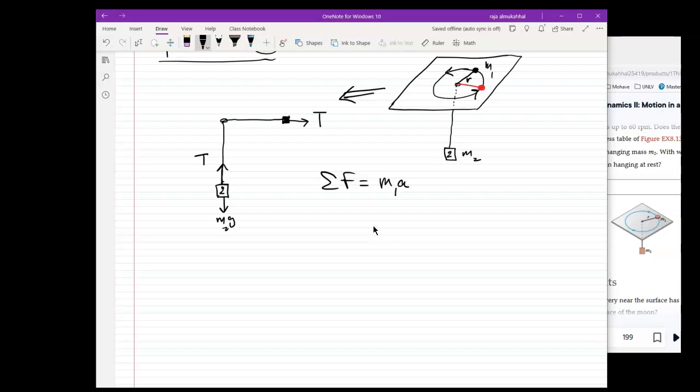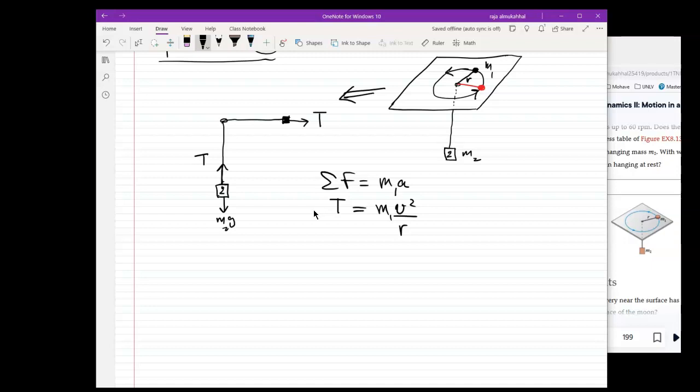All right. So in this case, we would have the force T equals m1 v squared over r. He said, with what speed? So we're looking for that speed, v.